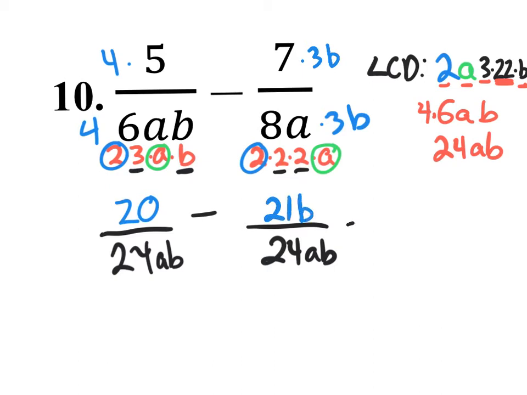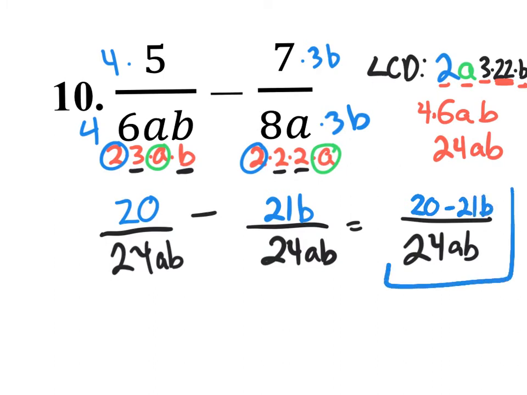Now that we have a common denominator of 24AB, we could now actually subtract 20, take away 21B. Now, the thing is, you can't really subtract that. You just rewrite it. 20, take away 21B. And there's your final answer. If you were taking a multiple choice test, they may switch negative 21B to be in front and then plus 20 to be second. But I believe that's the answer that they have on the worksheet.